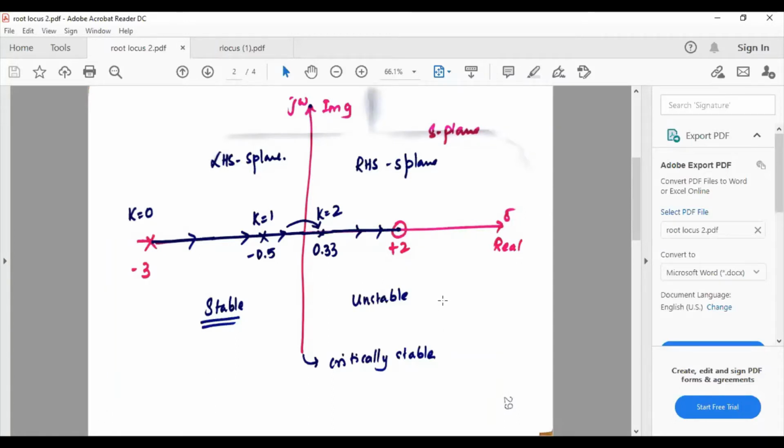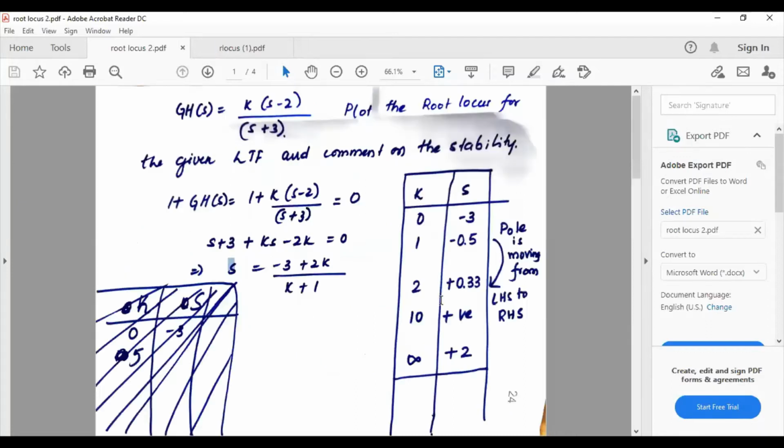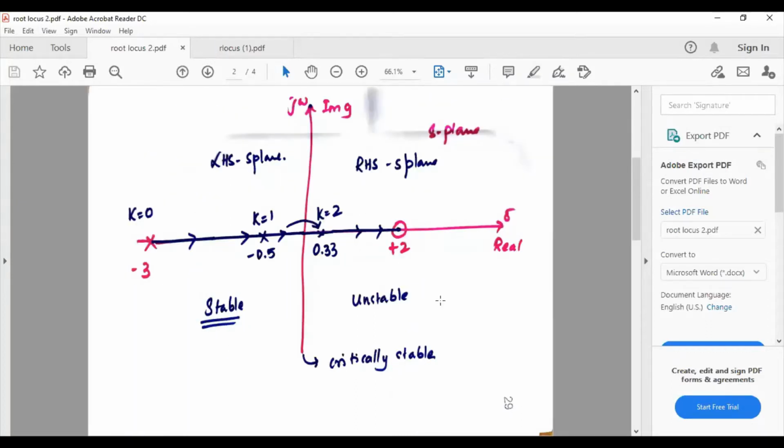So I hope if you have referred the previous class video, this should be clear to you. What we are interested in is plotting the root locus and mentioning the stability. So this is a scenario where we have to mention the stability of the system with some condition, because part of the root locus is lying in the left half of the S plane, and part of the root locus is lying in the right half of the S plane. Therefore, now I will make a final comment on the stability.